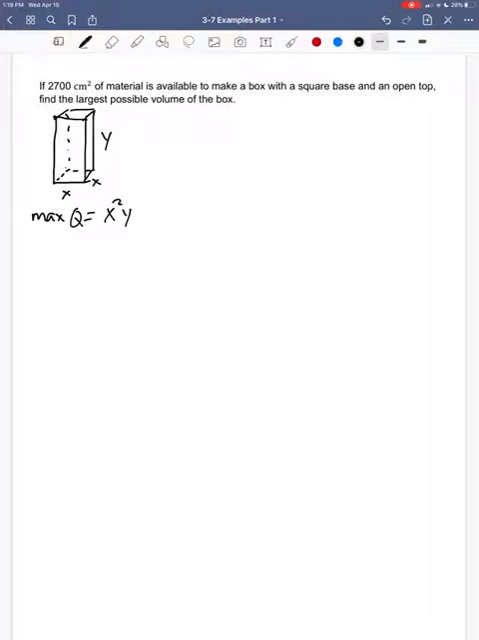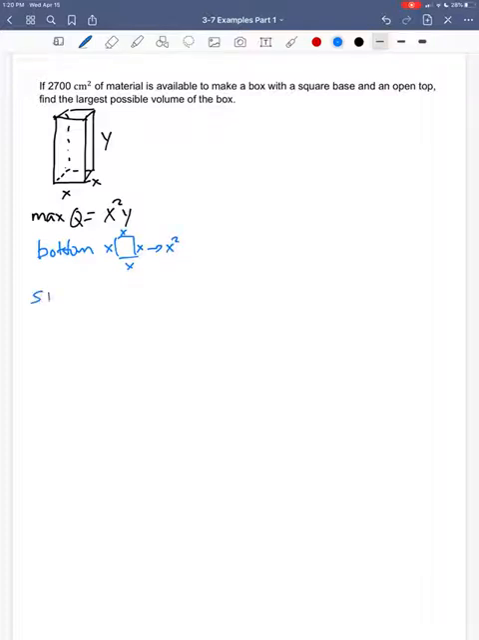So I know that from that I'm going to have, I don't have a top, right? No top, but I am going to have a bottom. And the bottom, let me just draw it a little better there. The bottom is a square, right? All four sides of the bottom are x. So the area of the bottom is just going to be x squared.